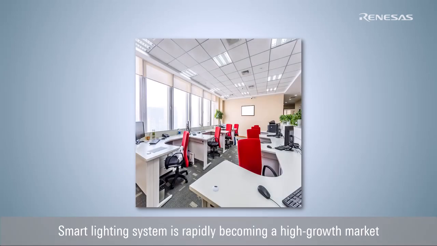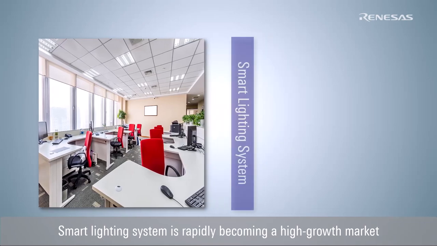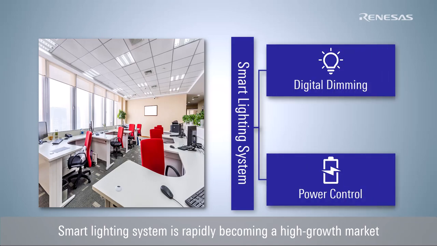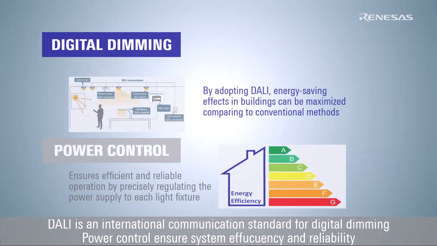To achieve a highly efficient, energy-saving, and comfortable lighting environment, smart lighting is rapidly becoming a high-growth market. A smart lighting system has two key components: the digital dimming module and the power control module. The digital dimming module enables more flexible lighting control and further optimization of lighting environments in buildings.